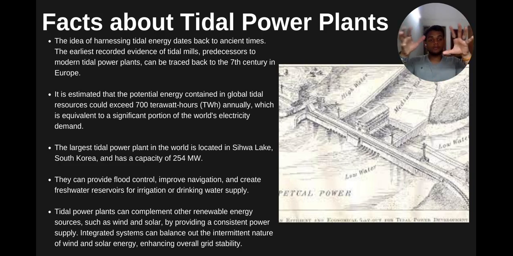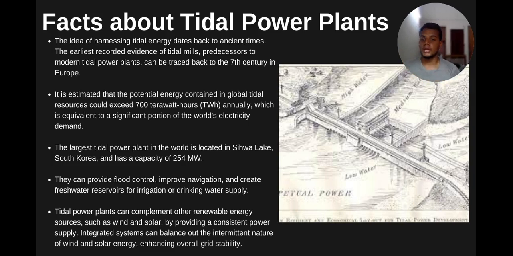That is the total amount of power generated by all the tidal power plants throughout the world, and that is a very high portion of the world's electricity demand. That is a very high achievement that we have achieved through tidal power plants. Then the largest tidal power plant in the world is in Sihwa Lake, South Korea, and that has a capacity of 254 megawatts. That is highly appreciable when it comes to tidal power plants and the electricity it generates.